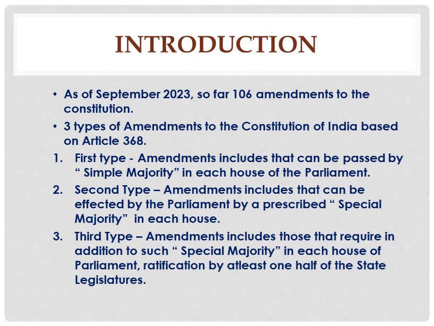There are three types of amendments to the Constitution of India based on Article 368. Article 368 lays down the procedure and rules regarding how the Constitution can be amended. The first type includes amendments that can be passed by simple majority in each house of the Parliament. The second type includes amendments that can be effected by the Parliament by a prescribed special majority in each house, that is Lok Sabha and Rajya Sabha. The third type includes amendments that require, in addition to such special majority in each house of the Parliament, ratification by at least one half of the state legislatures.